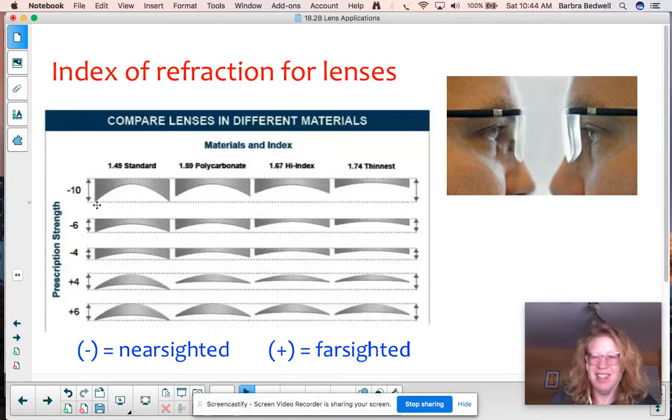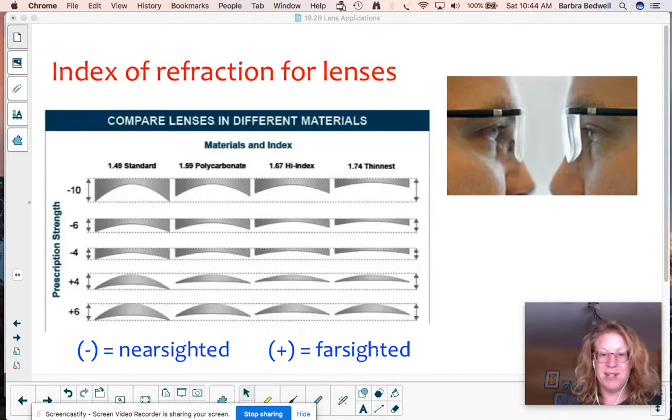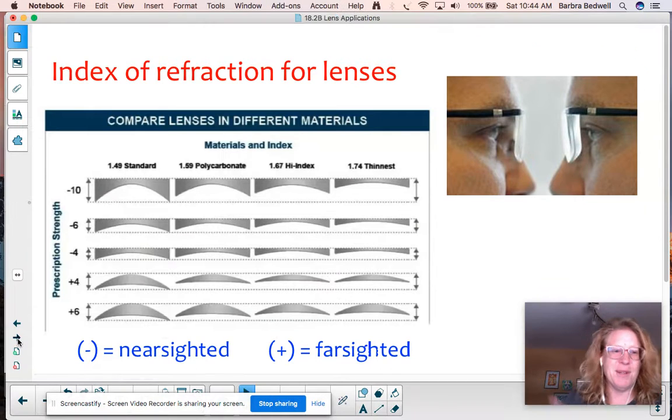So joy. So anyway, just as a thought about what that is. So again, index of refraction relates directly to correction of vision. So just a little bit of an aside.